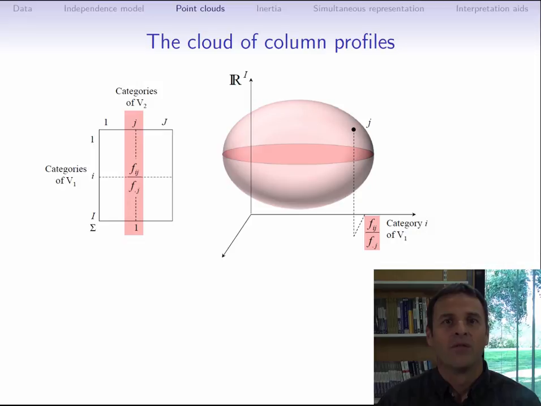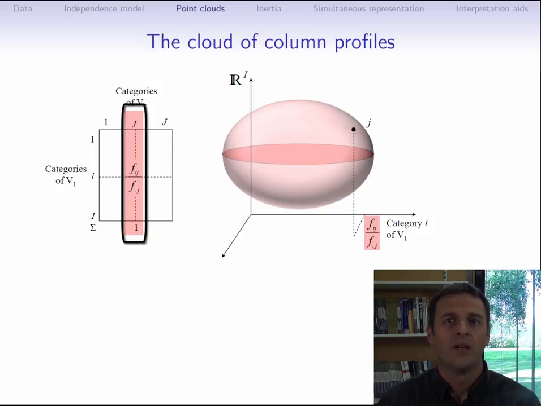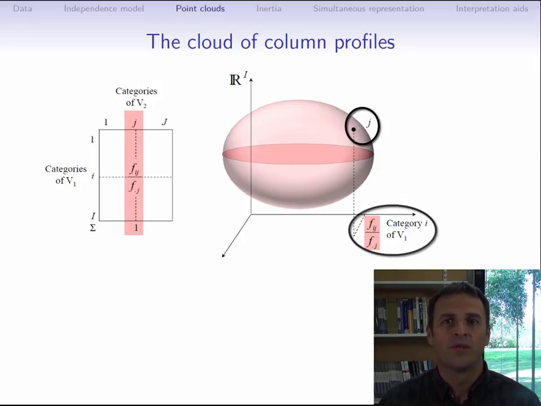Just like for the cloud of row profile points, we can build the cloud of column profile points. A column profile is a set of I values, so it becomes a point in I-dimensional space. In this space, each dimension corresponds to a category i of variable v1. For this category, the coordinates of the column profile are f_ij over f point j. There are J column profiles in all, which together make up the cloud of points N_J.